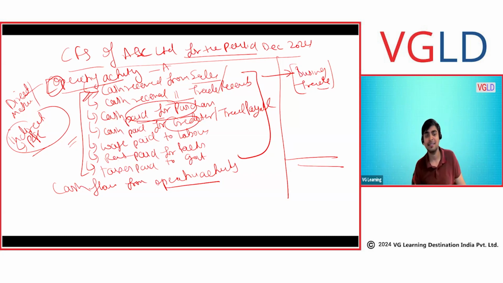Making sense? In case you're not aware of cash account, don't worry. I was just trying to help those students who are already aware of the cash account. Cash flow statement is just a cash account showing the movement category wise. Okay, everyone clear?